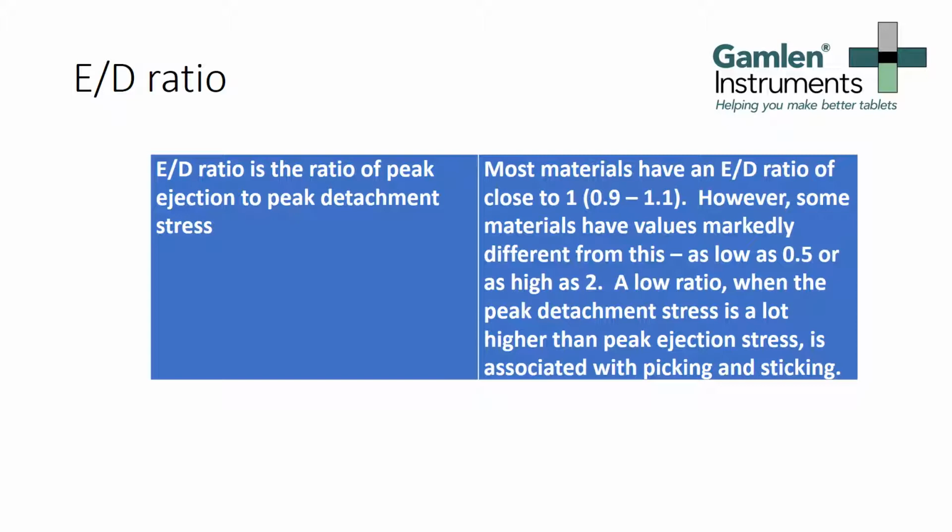E to D ratio is the ratio of peak ejection to peak detachment stress. Most materials have an E to D ratio of close to 1, in the range 0.9 to 1.1. However, some materials have values markedly different from 1, as low as 0.5 or as high as 2. A low ratio, when the peak detachment stress is a lot higher than the peak ejection stress, is associated with picking and sticking.